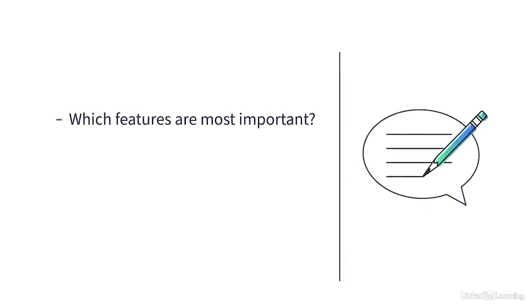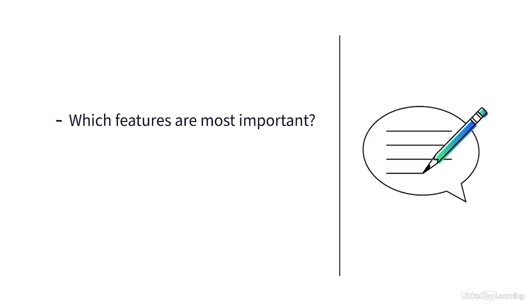Which features from the housing dataset do you think are the most important? Write down the top 3 features and why you think they are important to predict the cost of a home, and we'll soon find out if you're right.